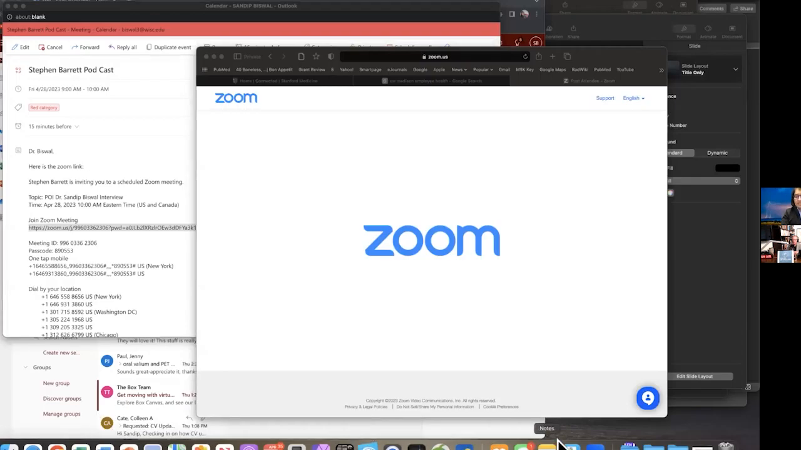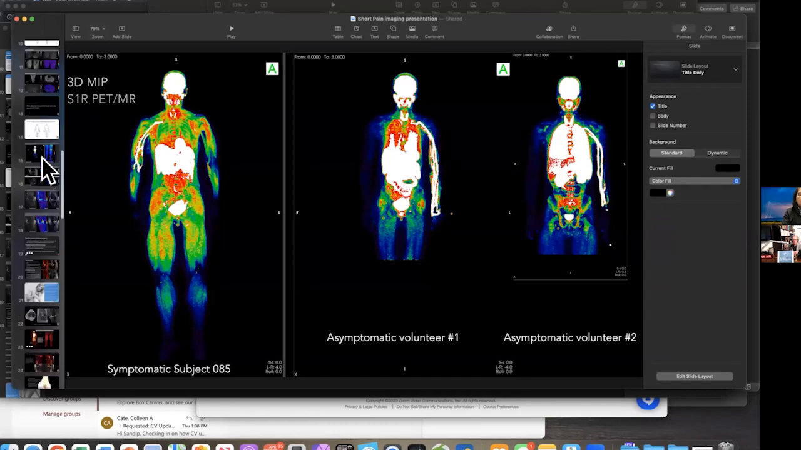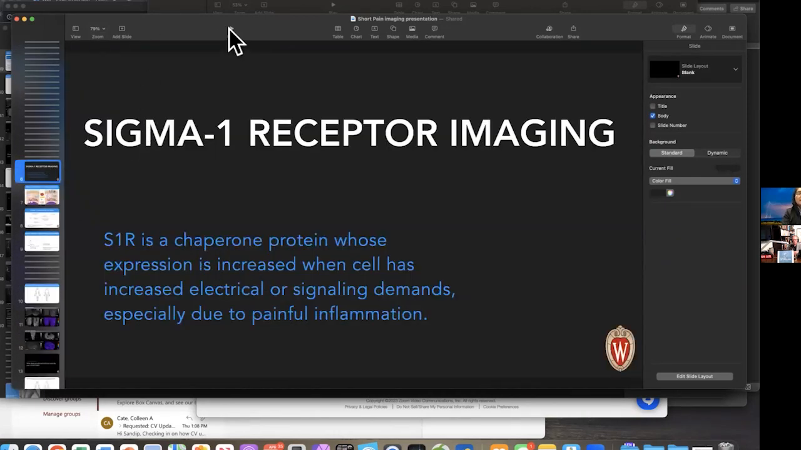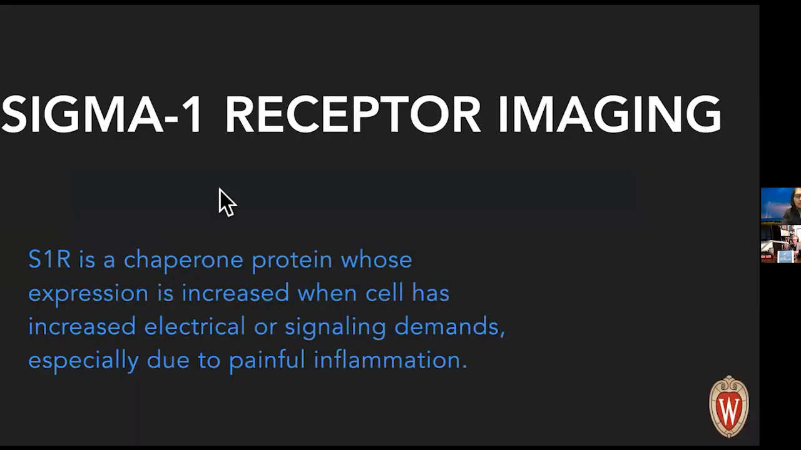Technologically, it's not one of my strongest suits, but let's see if that'll work. Okay. Yeah, that looks like it's working. Perfect. Then let me bring up my presentation. Here we go. I'll play it. Can you see the slide? I can very well. It says Sigma-1 receptor imaging on the top. Yes. Great. Got it. Awesome.